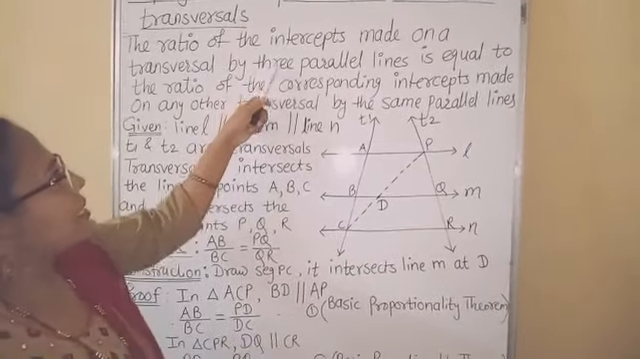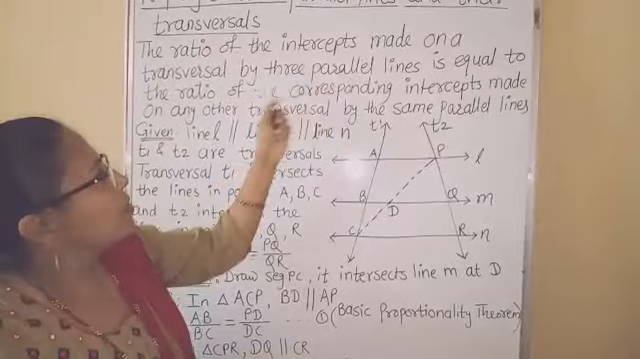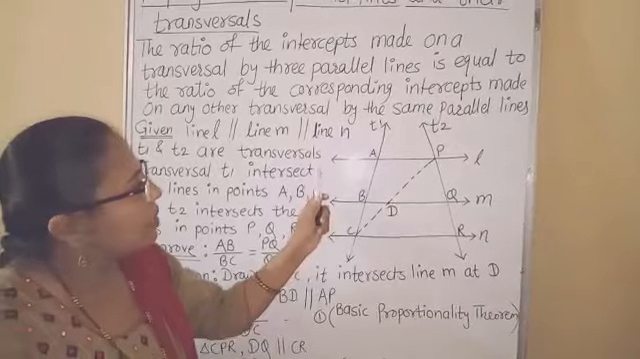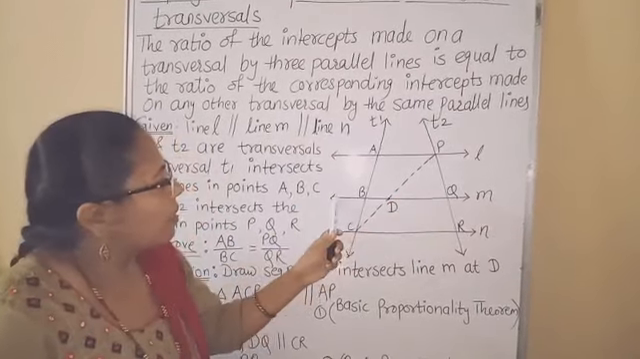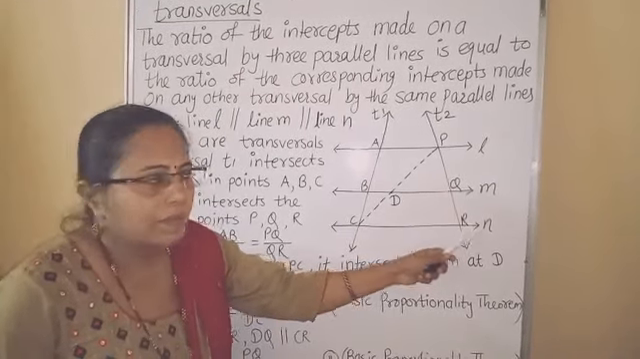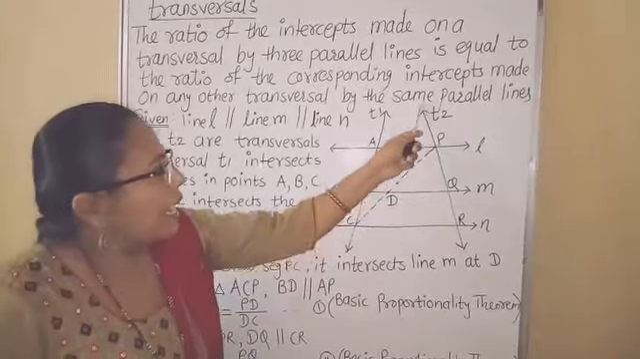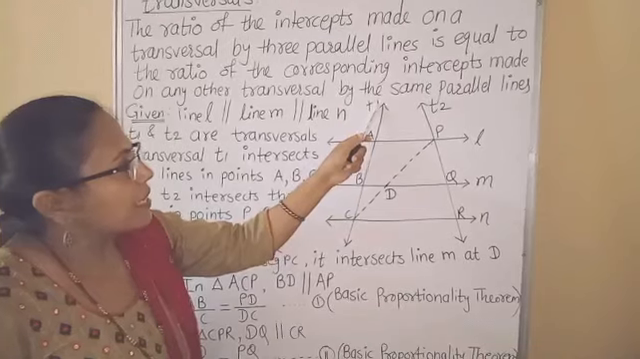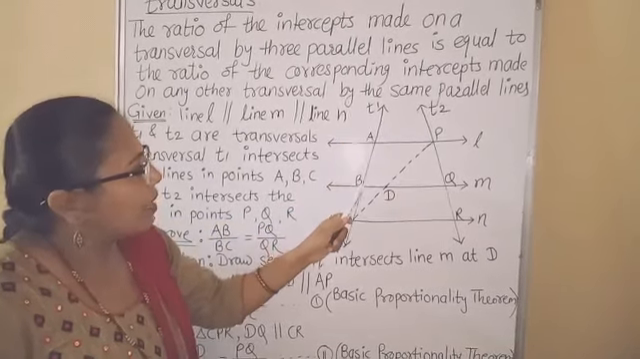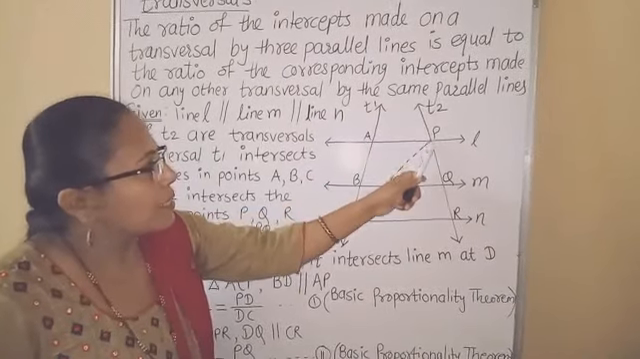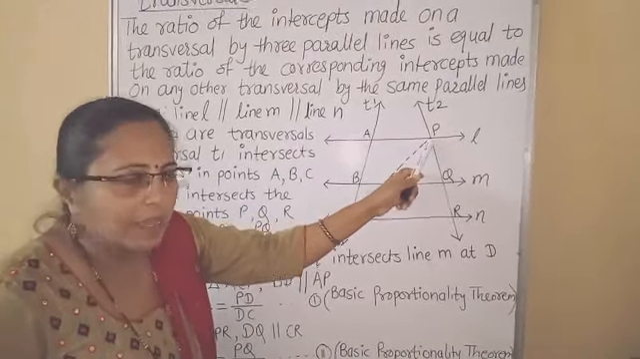Okay. Now students, here in this theorem we have to draw three parallel lines. So here you can see in the figure, line l parallel to line m parallel to line n. T1 and T2 are their transversals. Transversal T1 intersects these lines at points A, B and C. Transversal T2 intersects these lines at points P, Q and R.